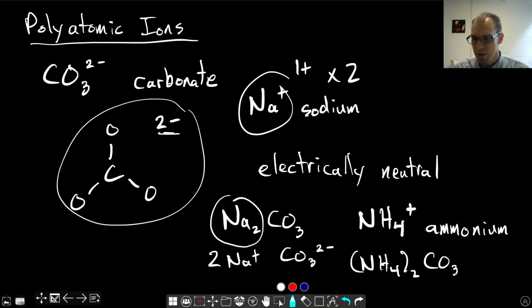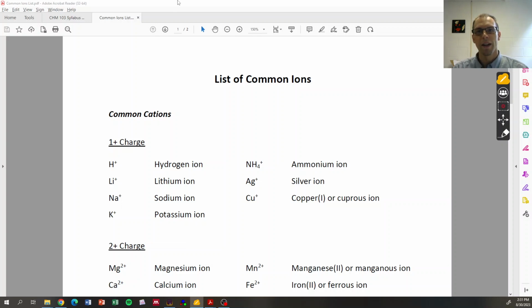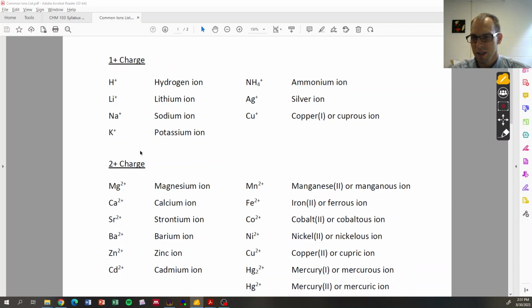Now let me switch over to my other screen here. And so this is a list of ions to sort of summarize this. Common ions that I want you to work on memorizing if you're not already familiar with them. So this is a PDF that is posted on Moodle, and I want you to start working on memorizing these. So we have common cations. There's 2 pages. So we have the +1 charges listed here.